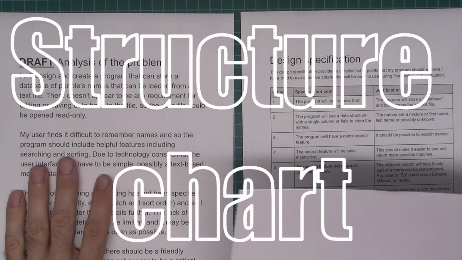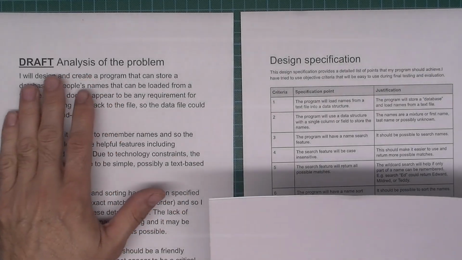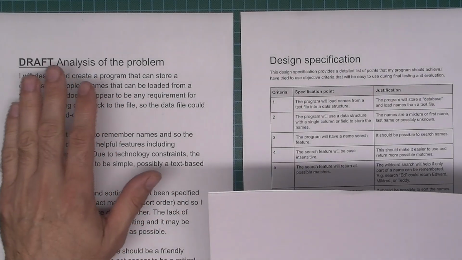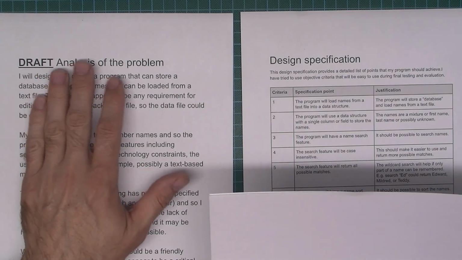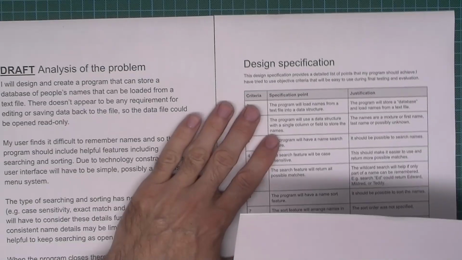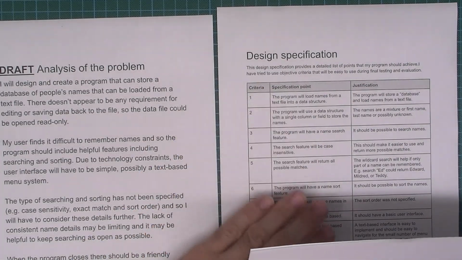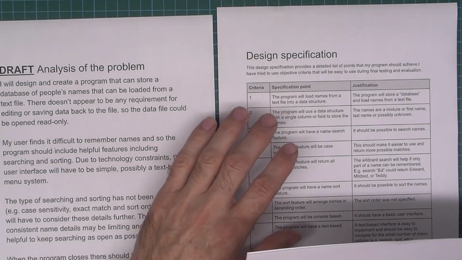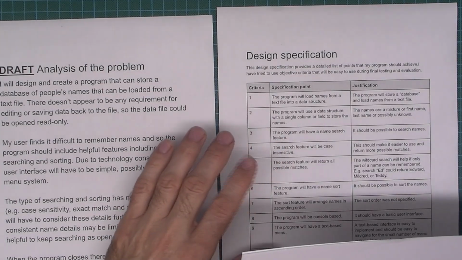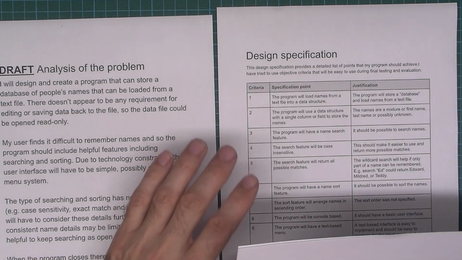Now, if you've watched the previous videos, you should already have analysed the task and written your analysis of the problem. Then you should have moved on to doing a design specification so you know the key things that your program is going to do. And then the next stage that I would recommend would be to create a structure chart.